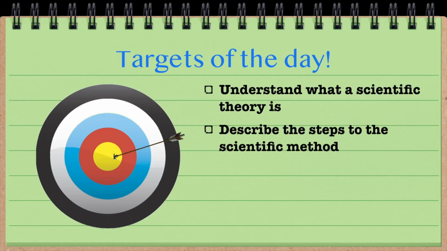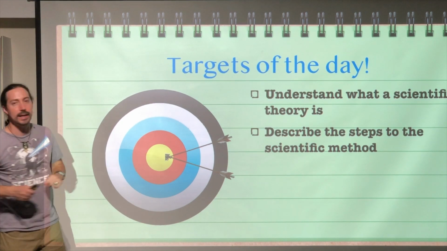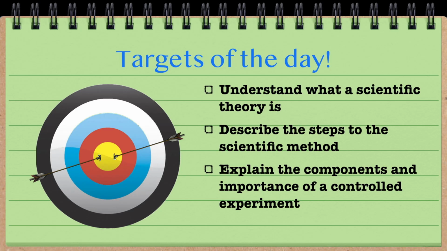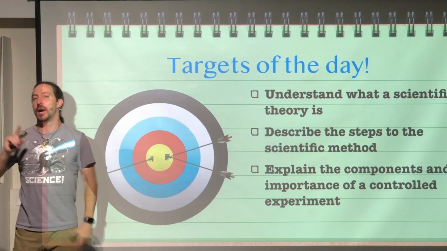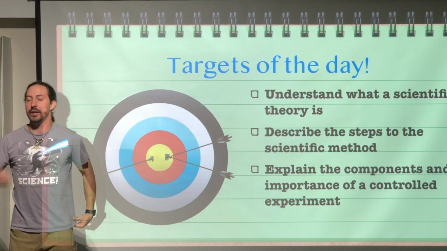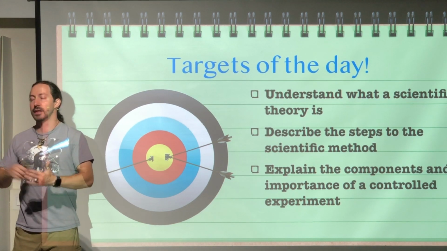Okay? Next, our next target is to go through the steps in the scientific method. And lastly, explain the components and the importance of a controlled experiment. And to do that, I'm going to go through a controlled experiment that I did just a little bit ago.